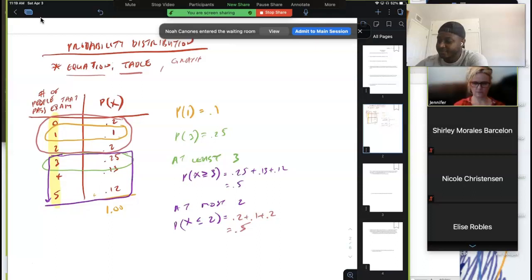All right, so the first example that I have here, we're actually using a graph.